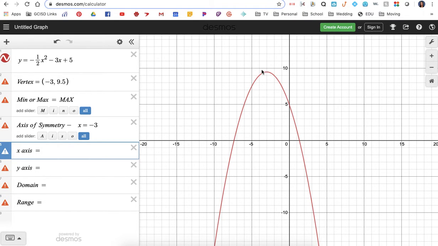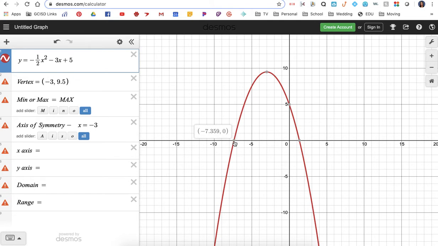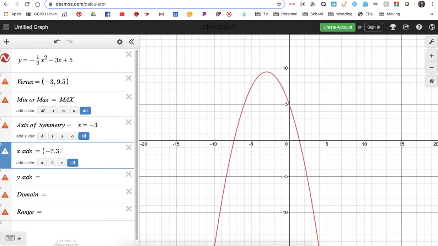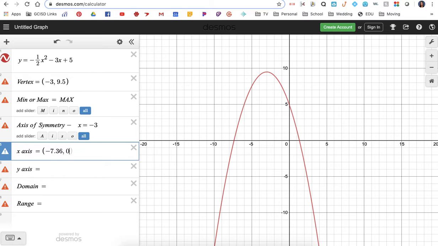Well, if I look where it crosses the x-axis, I really need to look anywhere it crosses this x line, okay? If I look real close and just kind of hover over this, I can click on that point where it crosses and it will make a gray dot. Once I have the gray dot, I can just put my mouse or my little hand on top of it and it will tell me that point. So it looks like mine is negative 7.359. Now, we're only allowed to have 2 decimal places. So my answer is going to be negative 7.36 because I'm rounding it up, comma 0.